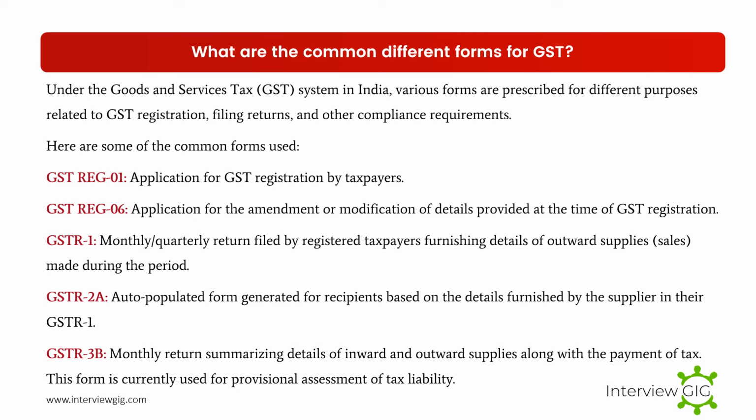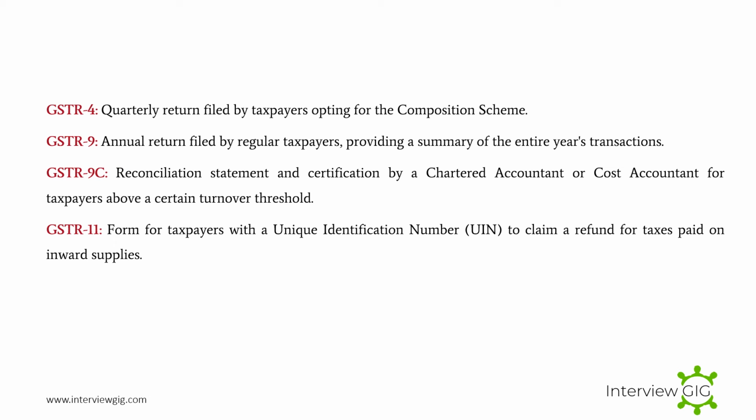GSTR-3B, monthly return summarizing details of inward and outward supplies along with the payment of tax. This form is currently used for provisional assessment of tax liability. GSTR-4, quarterly return filed by taxpayers opting for the composition scheme. GSTR-9, annual return filed by regular taxpayers, providing a summary of the entire year's transactions. GSTR-9C, reconciliation statement and certification by a chartered accountant or cost accountant for taxpayers above a certain turnover threshold.